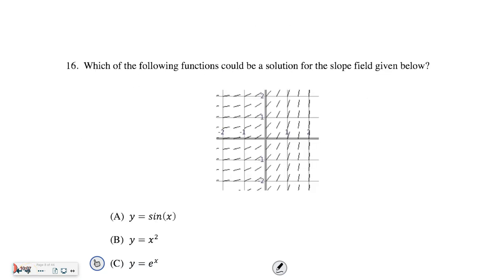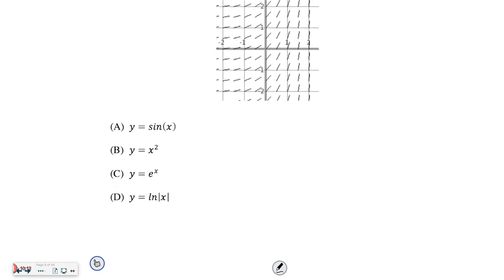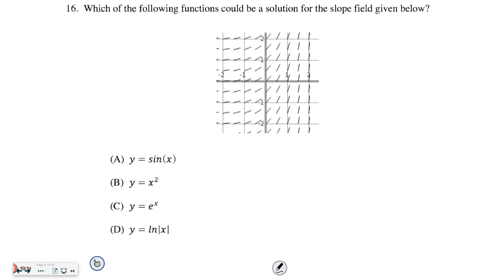I hope you aren't. Slope field. I'm going to let you guys raise your hand when you know it or you're stuck, because this one is this chapter. Which of the following could be the solution for the slope field?